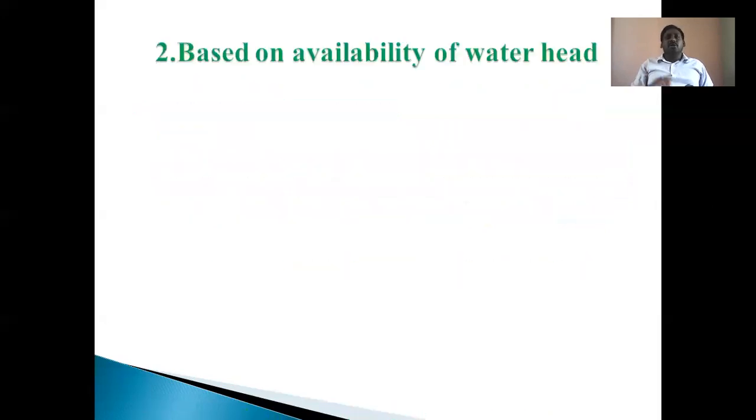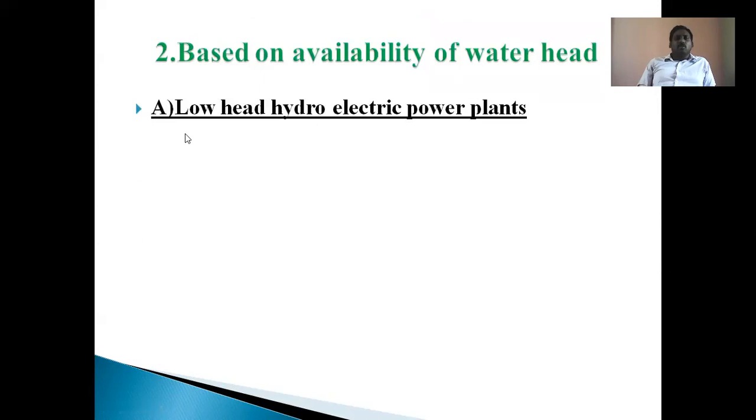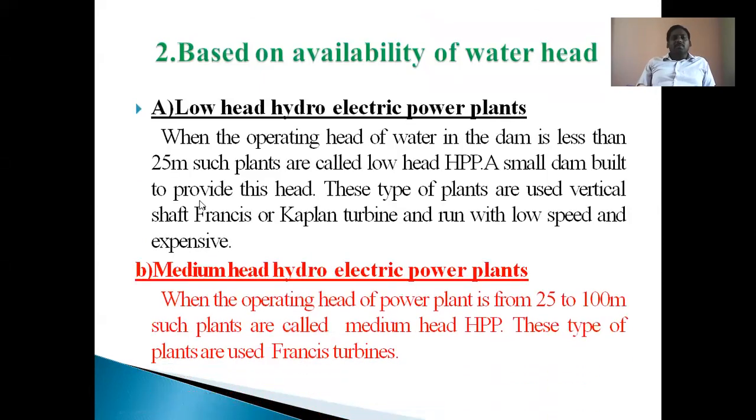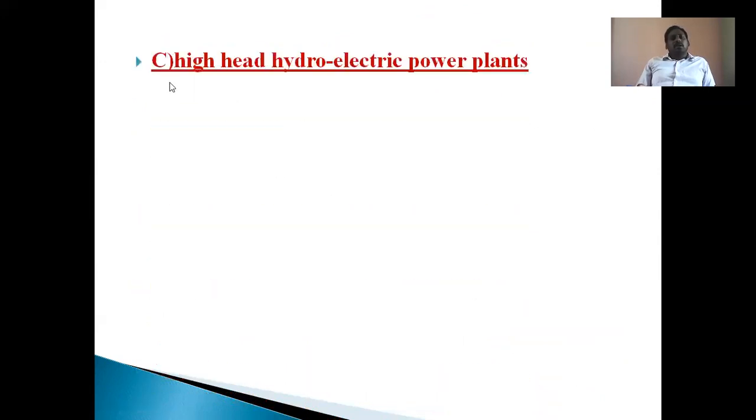The next criteria is based on the availability of water heights. That means the height of water in the reservoir with respect to the dam. Depending upon the water height, the hydroelectric power plants are classified as low head hydroelectric power plants, medium head hydroelectric power plants, and finally high head hydroelectric power plants.